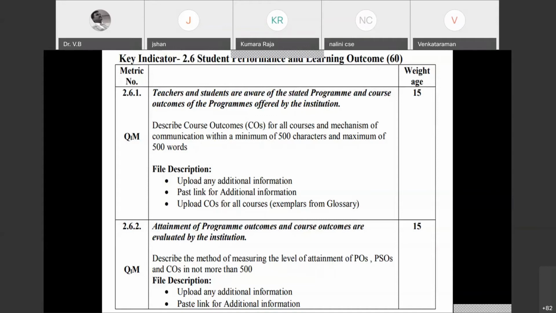And next one is attainment of POs and course outcomes are evaluated. Once again, in this link, you can paste the link so that it lands directly on the page, which shows for every department course-wise attainment of this COPO matrix. And as I told you, the COPO mapping may not be applicable for some courses, some programs. So in which case, for whichever it is applicable, only that we are going to mention over here.